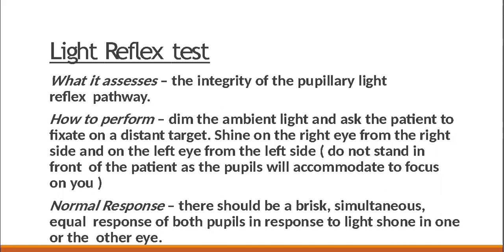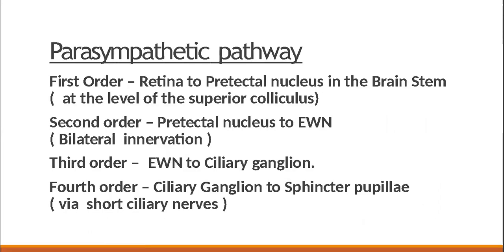There should be a brisk, simultaneous, equal constriction of both pupils in response to light shown in one of the eyes. For example, if I am shining the light in the right eye, both pupils will constrict equally. This is because of the parasympathetic pathway.